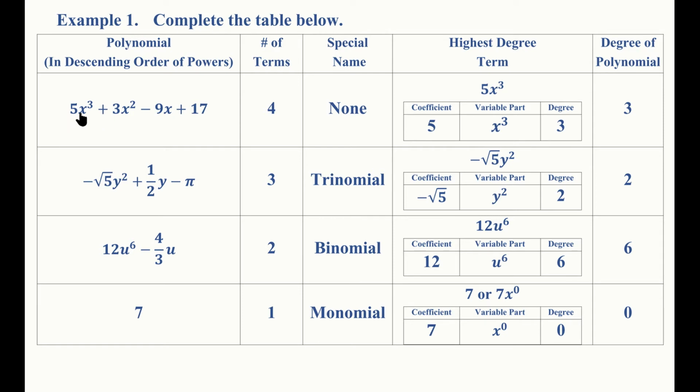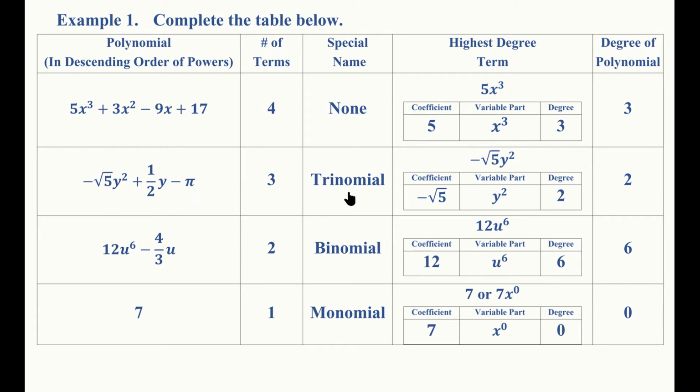So, and that happens to be 5x cubed. So the degree of the entire polynomial is also 3. Not only is 3 the degree of this term of the polynomial, but it's also the degree of the whole polynomial as well. In this next one, we have 3 terms.